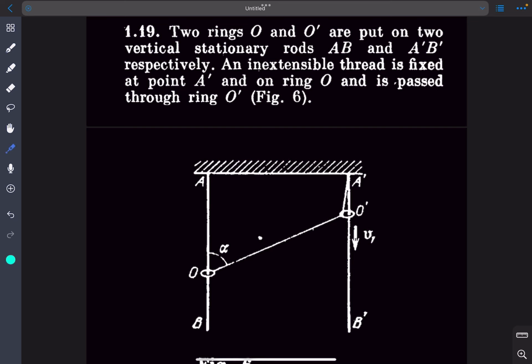And in this video, we're going to be solving this problem from Irodov, which is related to, you could say, string constraints. So we have two rings O and O dash that are put on vertical stationary rods AB and A dash B dash respectively. An inextensible thread is fixed at point A dash and on ring O, and it is passed through the ring O dash. Okay, so it's passed through this ring and it is fixed to this particular ring.